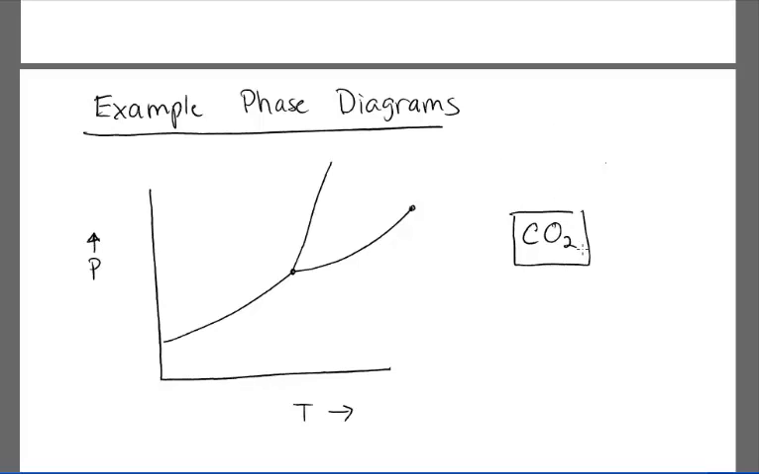So we'll look at carbon dioxide. For carbon dioxide we have this classic Y shape, so we know solid goes here, liquid goes here, gas goes here. And for this substance, the pressure that is normal, 1 atmosphere, occurs somewhere down here, which means that when we go at normal 1 atmosphere pressure, we hit the sublimation point. We hit T sub.